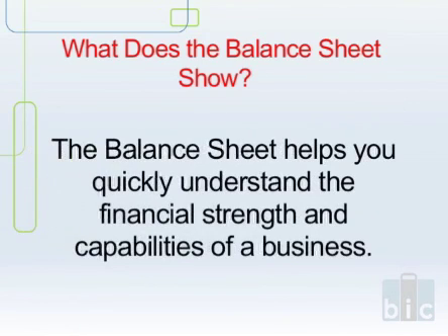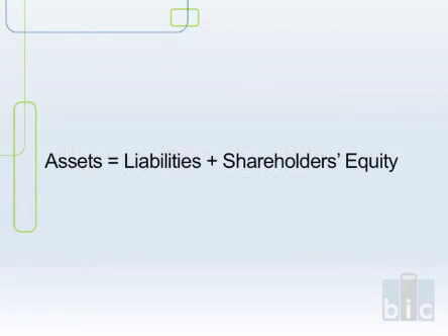A balance sheet helps a small business owner or potential lender quickly get a handle on the financial strength and capabilities of a business. The balance sheet is divided into two parts that are based on the following formula: assets equals liabilities plus shareholders' equity. The sum of these two sections must be equal. They must balance. Now let's discuss each of the elements of the balance sheet.